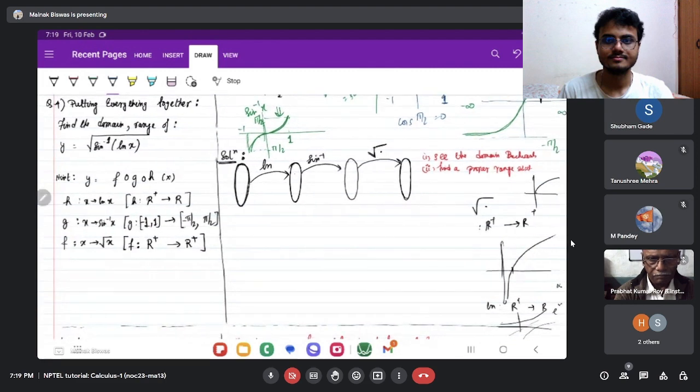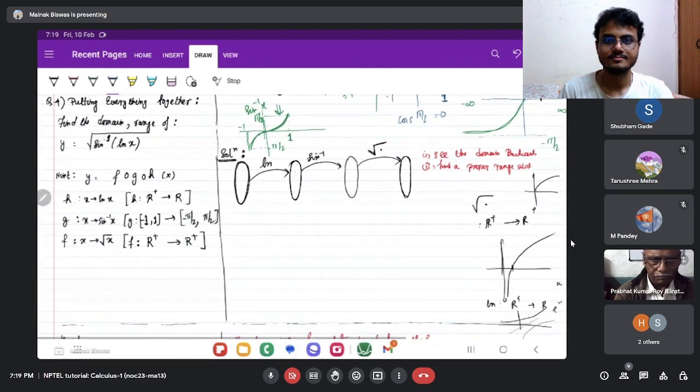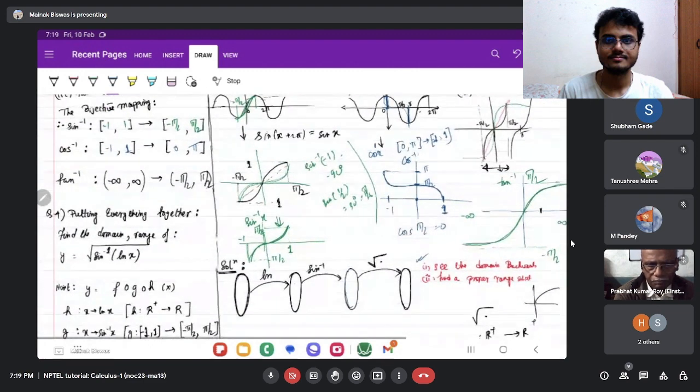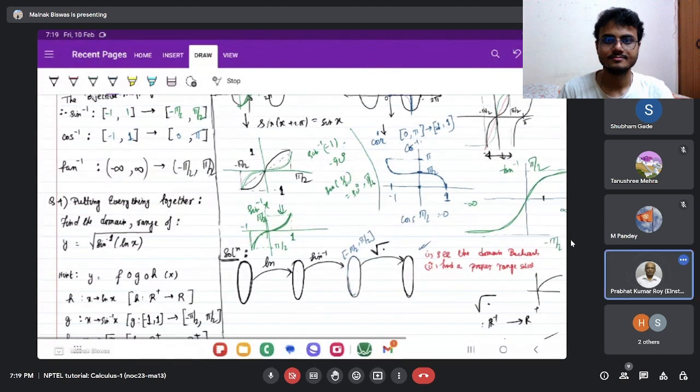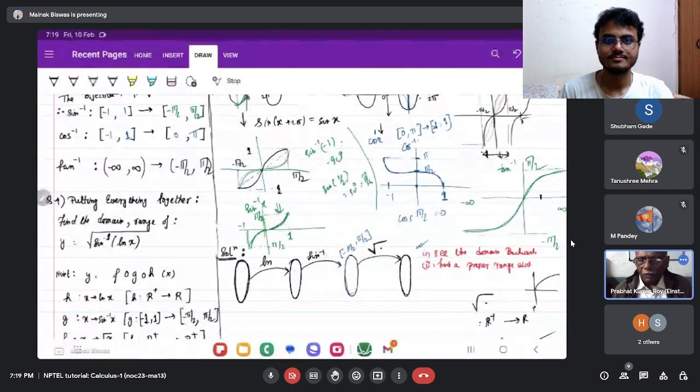Let's try this. So what did I say? This is the hint. You see the domain backwards, and the domain set should be a proper subset of the range set of the previous function. So sine inverse, what does it map to? Sine inverse maps to minus pi by 2 to pi by 2, right? Is there any doubt about that? Yes, sine inverse always maps to minus pi by 2 to pi by 2.